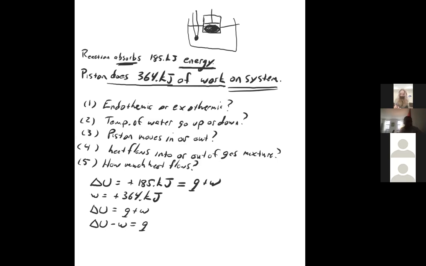Okay. We can only tell if something is endothermic or exothermic if we know Q. If Q is positive, that's endothermic. If Q is negative, that's exothermic. So we've got to calculate Q.